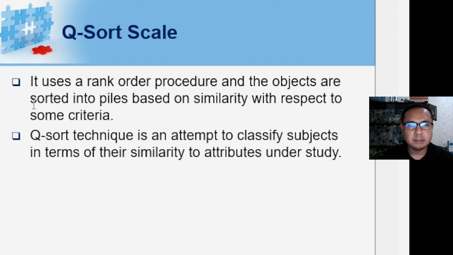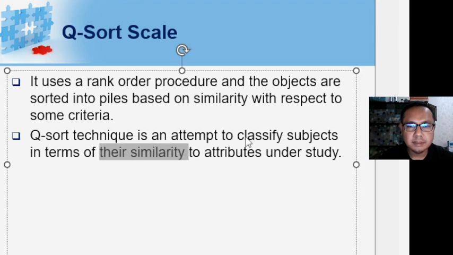And then this Q-sort scale uses a rank order procedure, and the objects are sorted into piles based on similarity with respect to some criteria. The Q-sort technique is an attempt to classify subjects in terms of their similarity to the attribute under study.